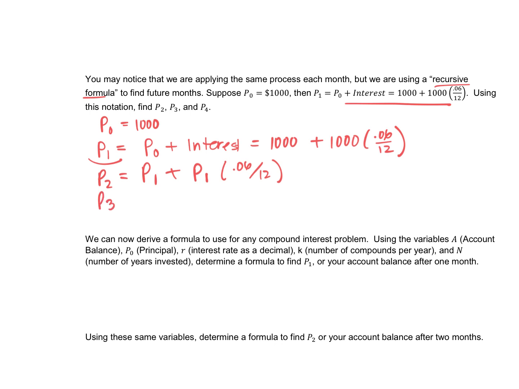And P3 will be equal to the P2. So that's what I mean by recursive. It's using the thing that came before it, which is just the previous month's balance. And we keep going up to P4, it said.